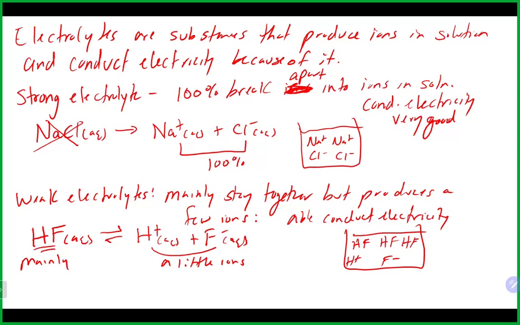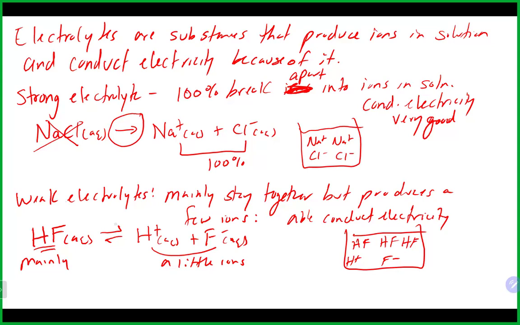The other difference that you will sometimes see in the chemical reaction or equation between a strong electrolyte and a weak electrolyte is the arrows. In a strong electrolyte, it's a one-way arrow. Everybody's dropping off to the right there. Nobody's coming back the other way. They're just going to completely break apart.